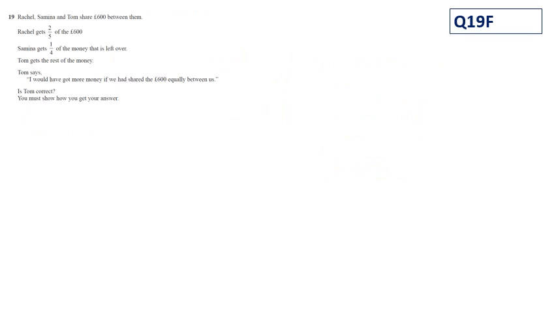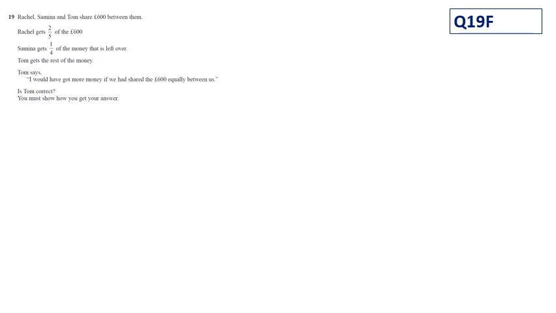Okay, question 19. Rachel, Samina and Tom share £600 between them. Rachel gets 2/5 of the £600, Samina gets 1/4 of the money that is left over, and Tom gets the rest of the money. Tom says, I would have got more money if we had shared the £600 equally between us. Is Tom correct? You must show how you get your answer.